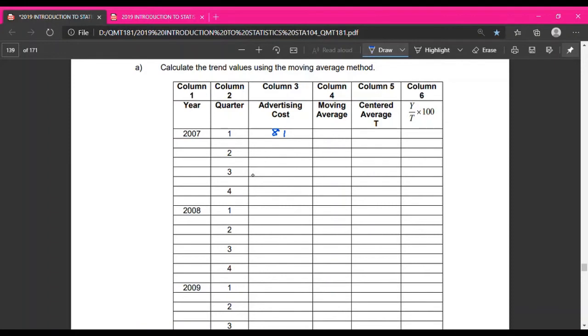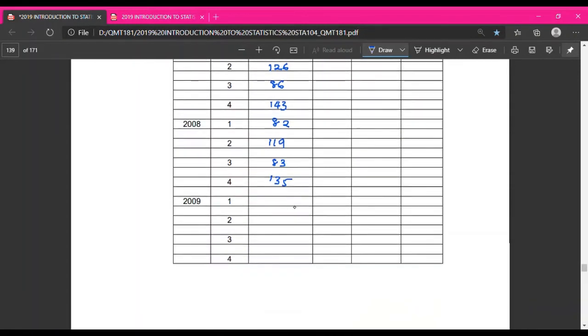First quarter for 2007, 81. So here will be 81. Second quarter, 126. Then 86, 143. Then 2008: 82, 119, 83, 135. First quarter 2009 is 93, 145, 92 and 137.